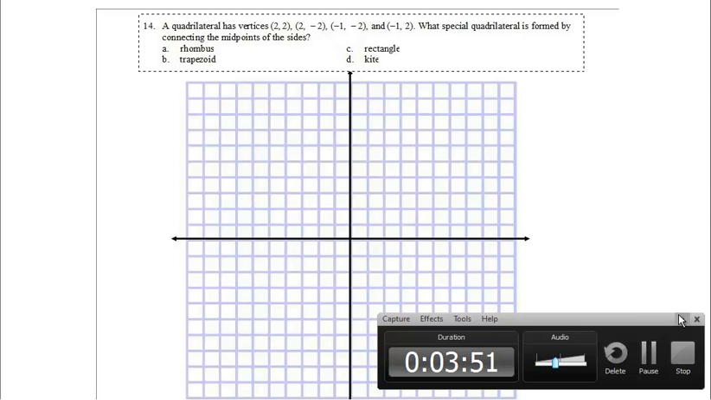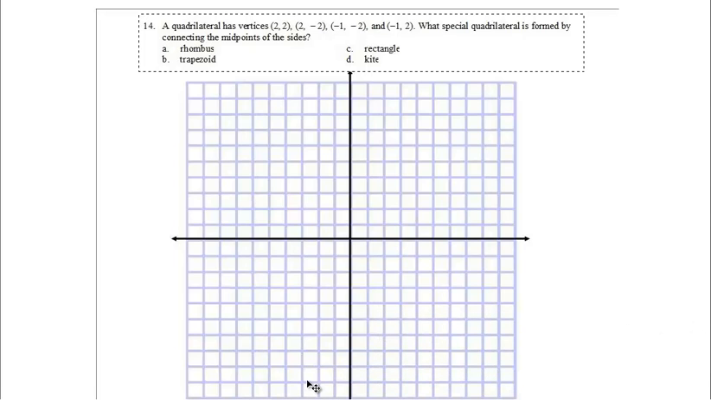Okay, here's one that is a working example of one of your questions. I think naming coordinates of special figures. In this example it says a quadrilateral has vertices of, and it gives us these points. What special quadrilateral is formed by connecting the midpoints of the sides? So I'm not sure if this is one that you had a problem with, but let's just do this example anyway. So I got some graph paper. I'm just going to plot these points.